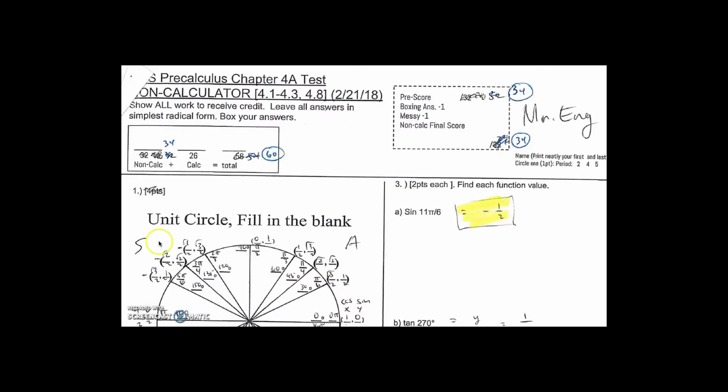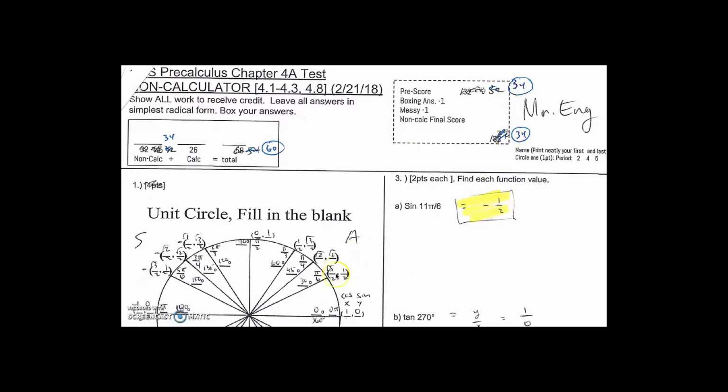Hey, this is Mr. Ng going over the Precalculus Chapter 4A test, so basically the non-graphical part of trig. Non-calculator side, it's taken on February 21st, 2018. The non-calculator section was out of 34 points.